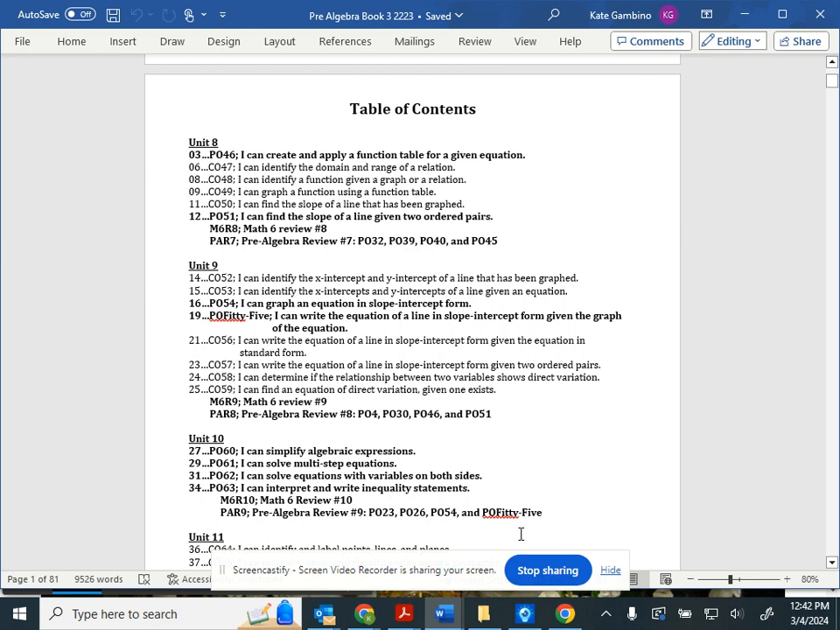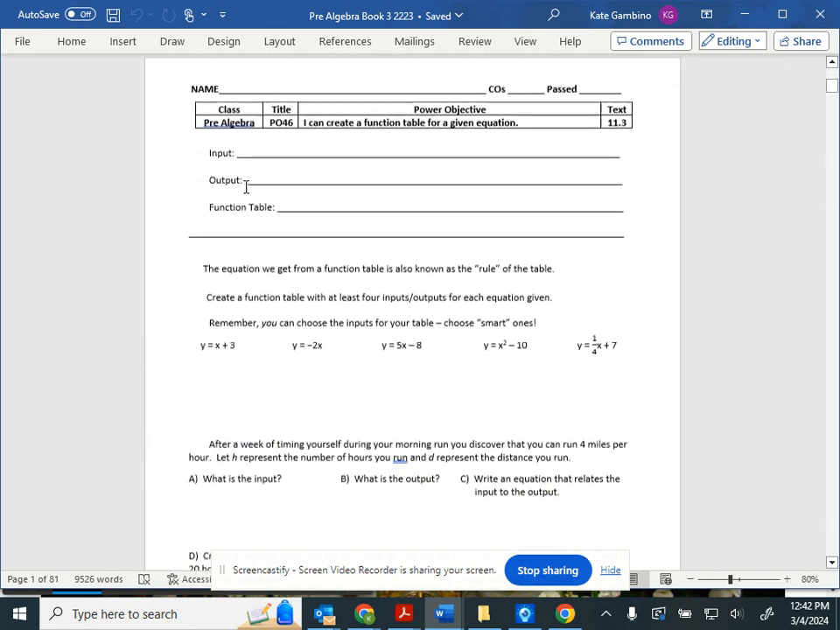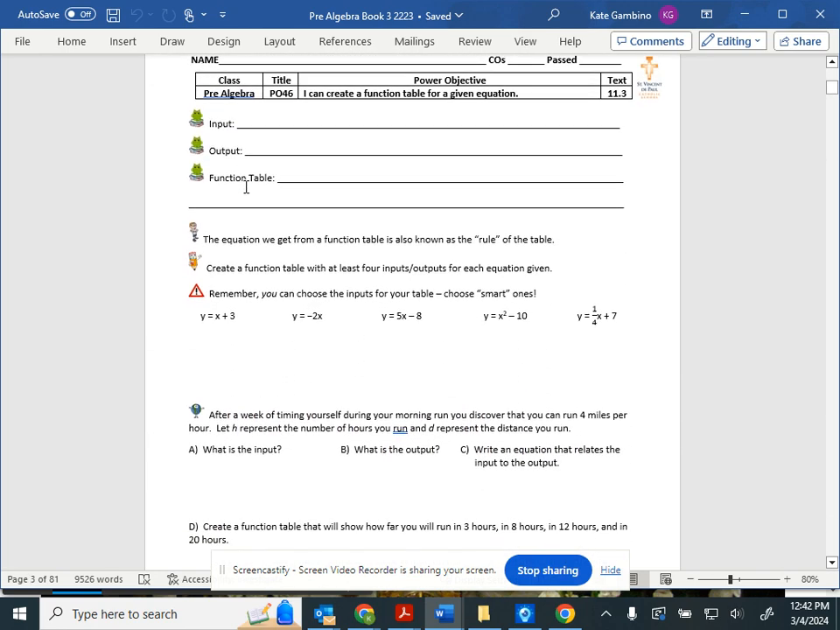Yes. Mr. Schultz loves his 55. All right, so let's look at PO46.